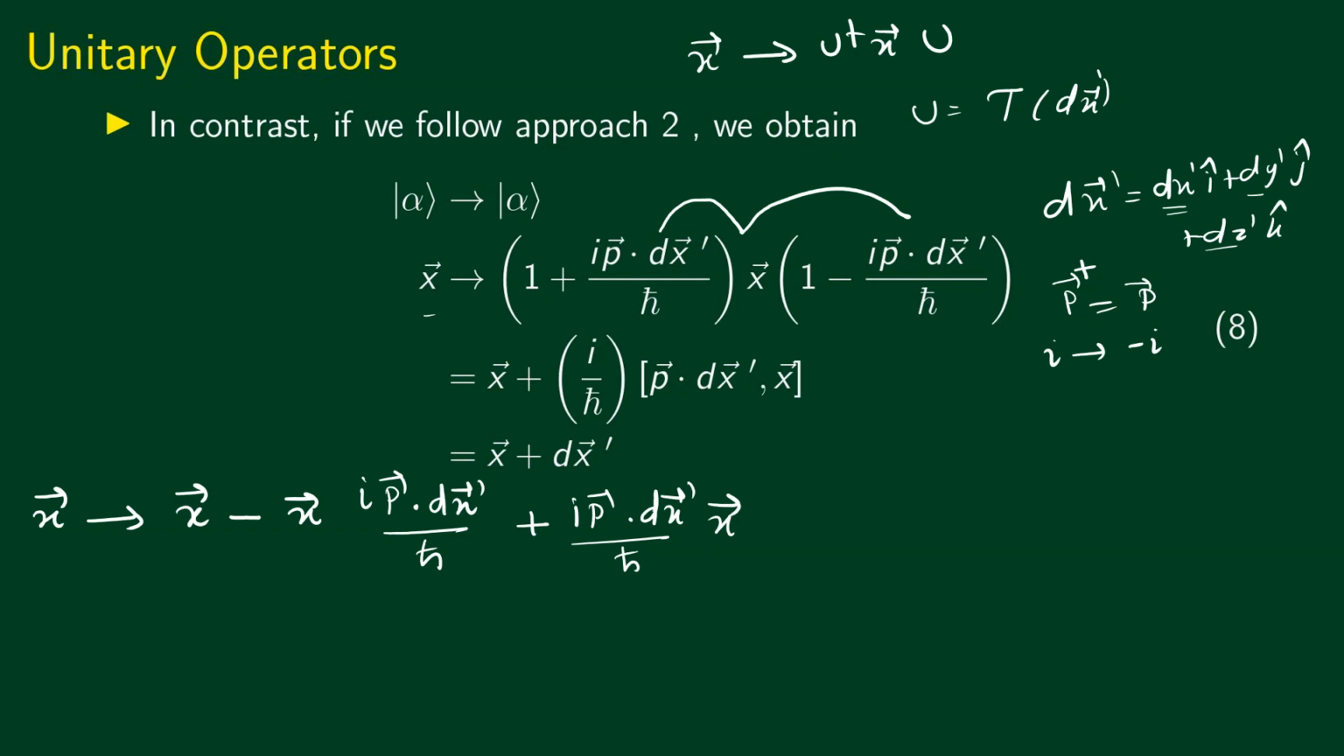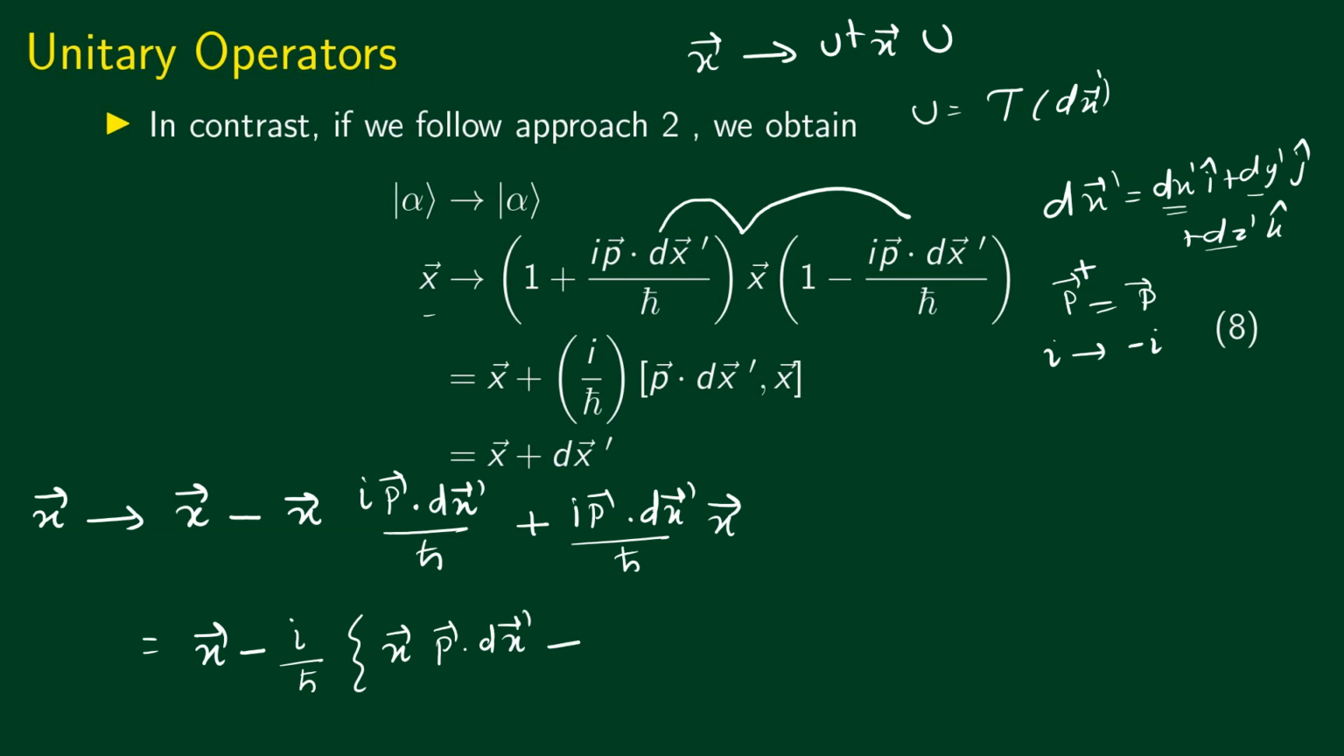Now if you look at this, this is equal to x vector minus, you see that i divided by h bar is a number, you can pull it out. A number commutes with all operators. So you have got, let me write the rest of it, x vector p vector dot dx vector prime.